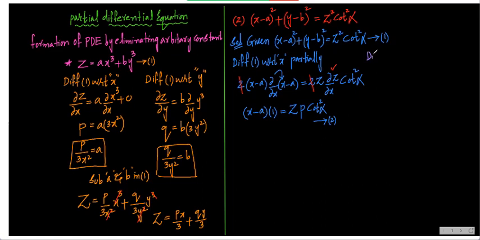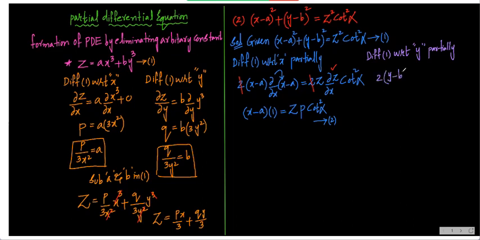Differentiate this equation number 1 again with respect to y partially. With respect to y partially. Can you tell me the answer now? I want to write the direct answer: 2 times of y minus b.